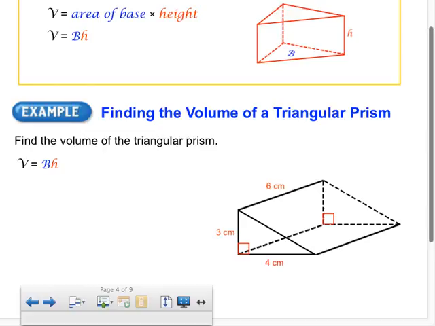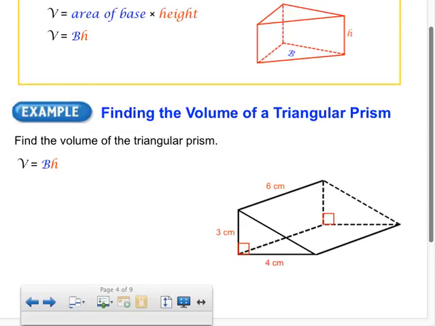It would be 3. What do 4 and 3 have to do with it? Isn't that the sides, the dimensions of the triangle? Okay, so 4 and 3 are the dimensions of the triangle. That's the base. So my prism's laying sideways. You understand? So the height of the prism is what? It's going to be 6.